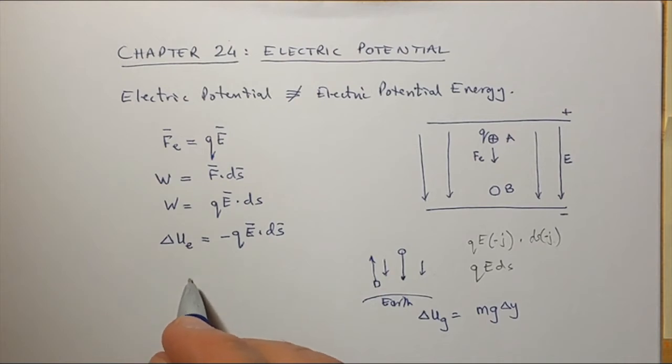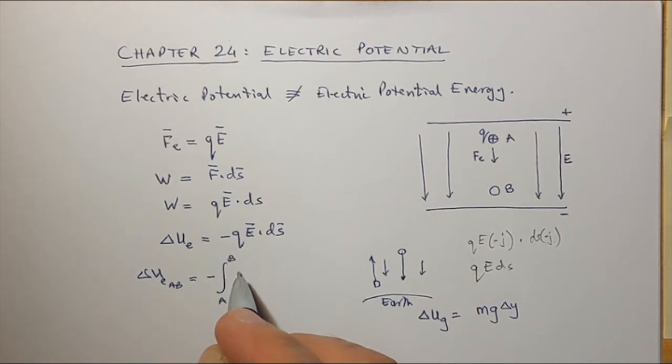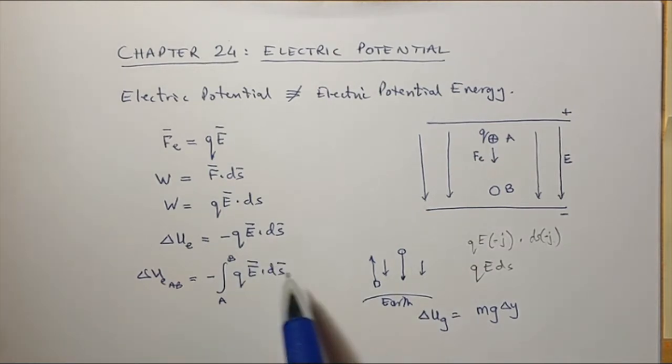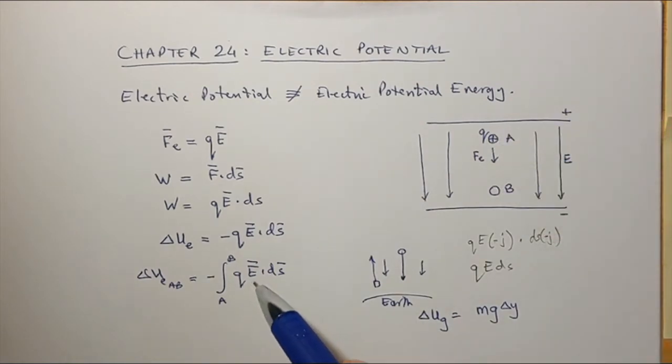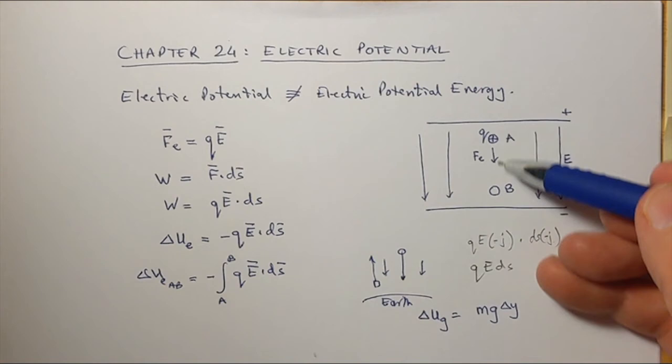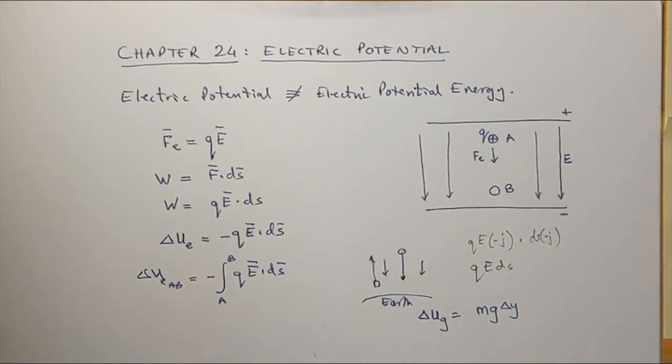And if we go from points A to B, we can write that as a delta UE from A to B would be the integral from A to B of QE dot ds. And this would be a general equation. The electric field here was uniform, but here it may not be uniform, and ds does not have to be in that direction. It could be in any direction. So we do this integration, and that gives us the change in potential energy as we go from point A to point B for a charge Q.